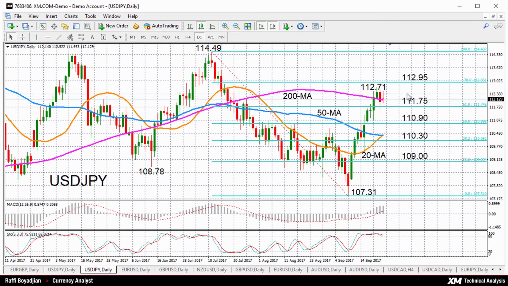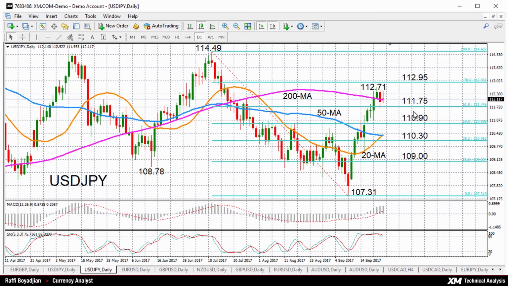So if prices were to continue to rise, if the uptrend was to resume, we would see potential resistance coming just below the 113 level, followed by that July high of 114.49.